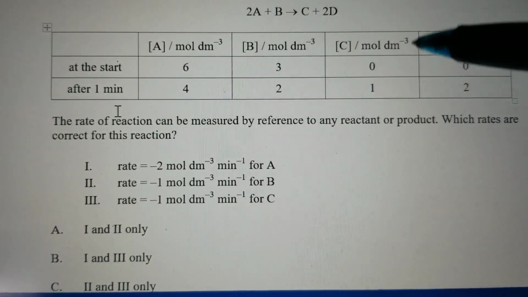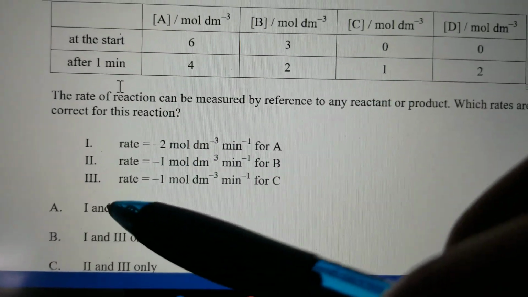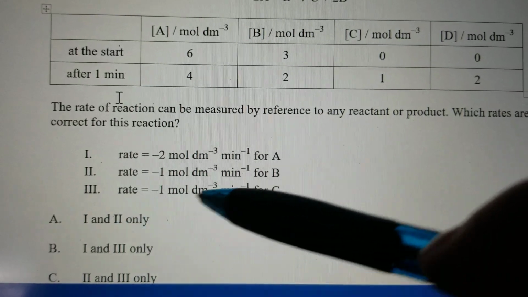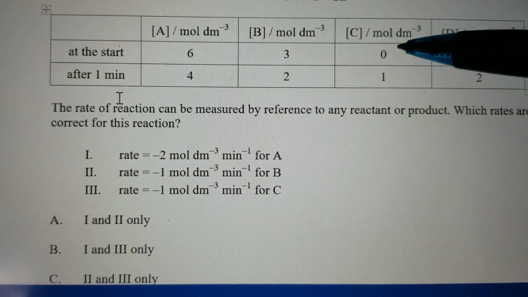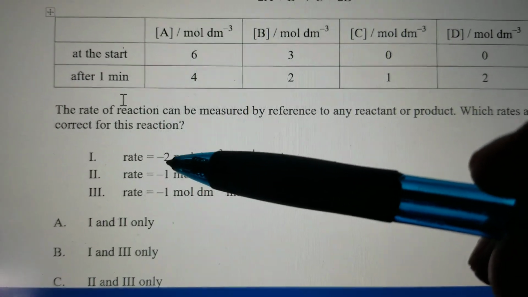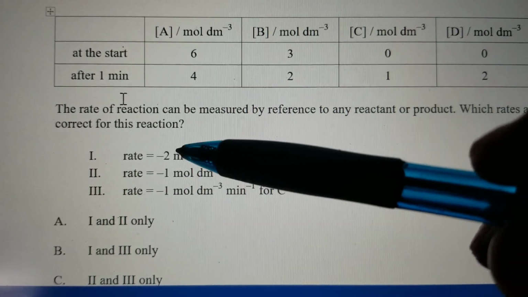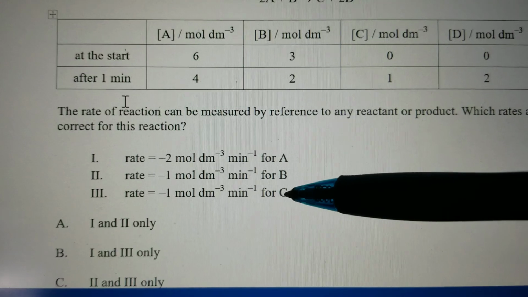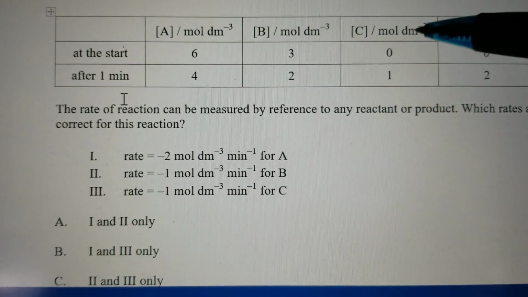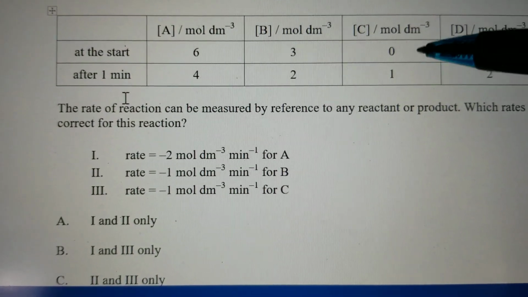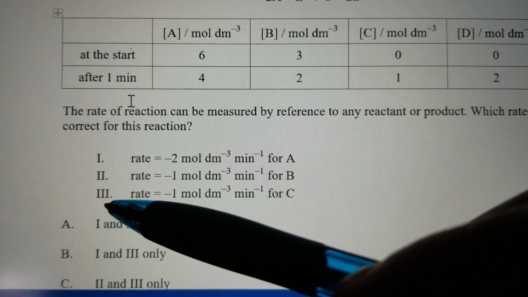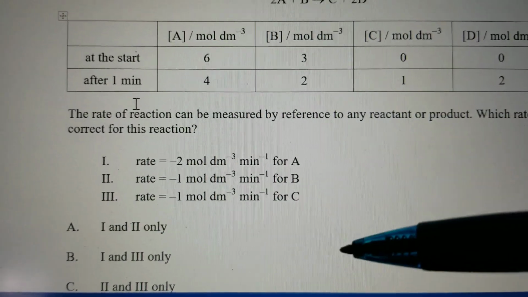So right there, even just from that information, I can rule out Roman numeral 3, because C does not go down. See how this is -2, -1, -1. This is -2 for A, -1 for B, and -1 for C. Well, this is not negative. It doesn't go down, it goes up. So right there, right away, I can rule out Roman numeral 3. So I know it's not that.